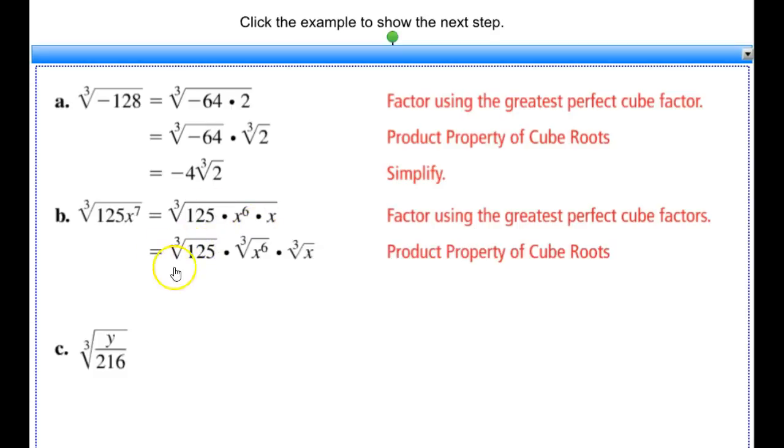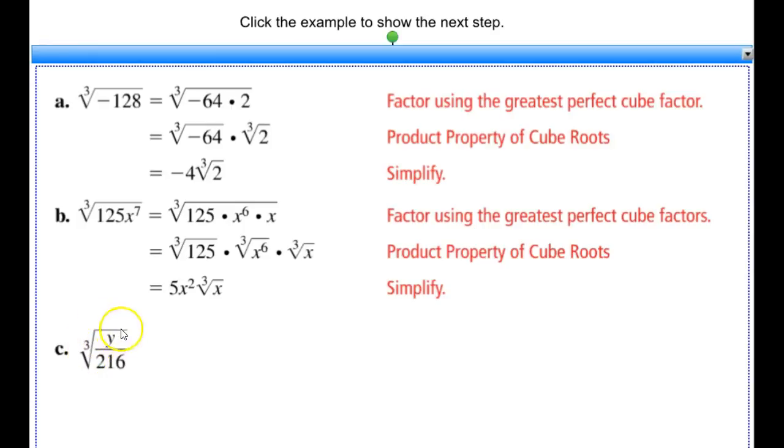Then I simplify and I rewrite each piece. So now I have the cube root of 125, the cube root of x to the 6th, and the cube root of x. From there I simplify. I know that the cube root of 125 is 5, because 5 times 5 is 25, times another 5 is 125. The cube root of x to the 6th is x squared, because 6 divided by 3 gives me 2, and then I'm just left with the cube root of x that can't be simplified any further. So now let's look at this last example.